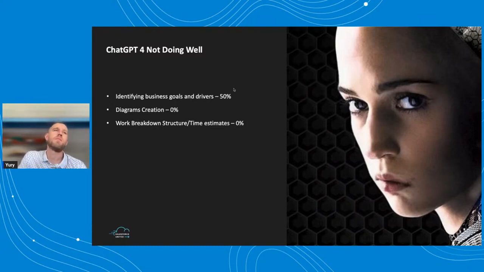And there was the work breakdown structure and time estimates. It's not really relevant, because it requires some experience. It requires understanding of risks, technologies, and so on and so forth. ChatGPT is not doing well in defining what kind of team we need, what roles we need, and estimation of time. So it's still manual work.